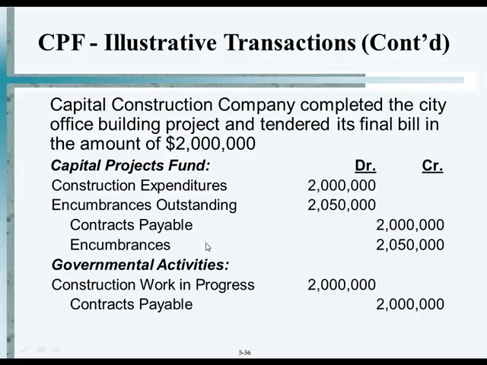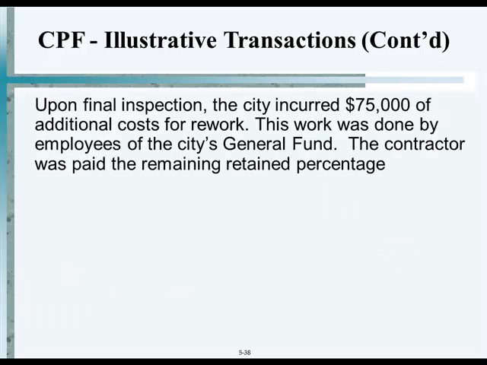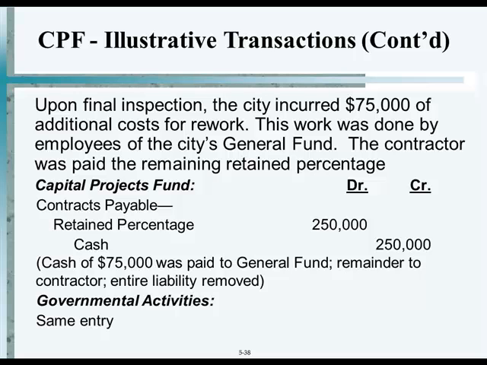So again, this keeps on going, the journal entry, and look at it at the end. This is the last payment, they're still holding the 5%. Look at this. Upon final inspection, the city incurred $75,000 of additional costs for rework. The work was done by employees of the city's general fund. And they took it off from the contractor and now pay the remaining sum. And this is really typical of what happens in the real world. This is to avoid a lot of headaches, a lot of lawsuits. And contractors don't like this provision, obviously.